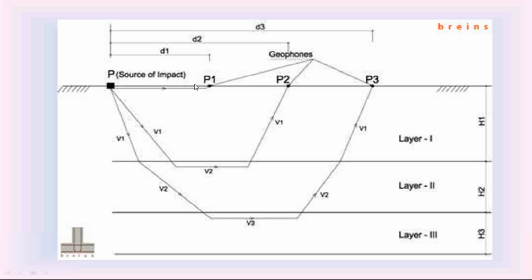Now check this diagram. Here, this is P1, the first geophone, P2, the second geophone, and P3, the third geophone. The first geophone receives the shock wave directly. This is the first shock wave in the first soil layer. This shock wave is not traveling in the other soil layers, only in the first soil layer. So this geophone P1 receives it first from this source.